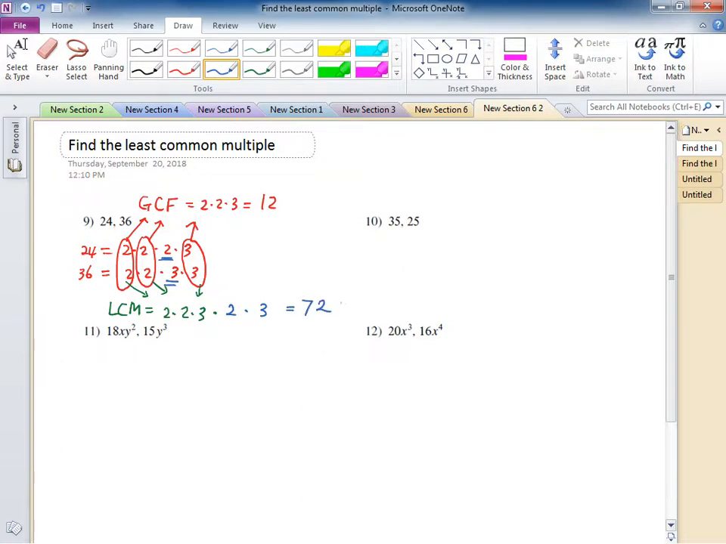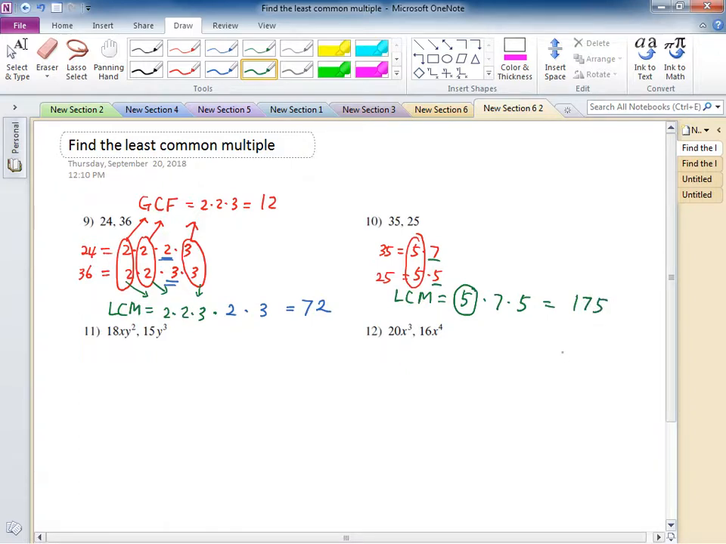Okay? So let's practice one more time with this new problem. 35. What are the factors of 35? 5 and 7. Factors of 25: 5 and 5. What is the greatest common factor? 5. What is the least common multiple? You put 5 once. Once is enough for multiple. And then these guys, you need to have those factors in the multiple. So let's multiply 7, multiply 5, and the answer is 175, right? Yep, that's how we do it.